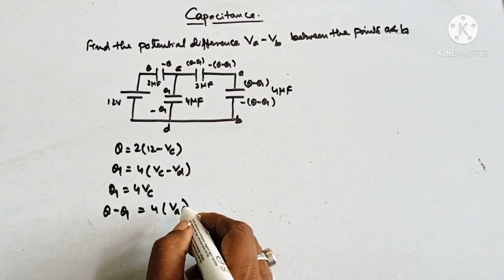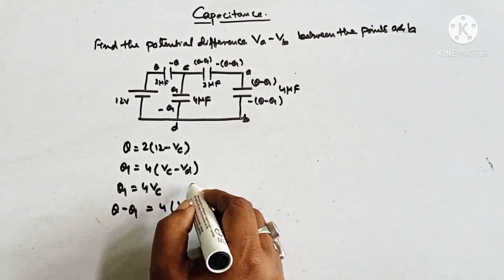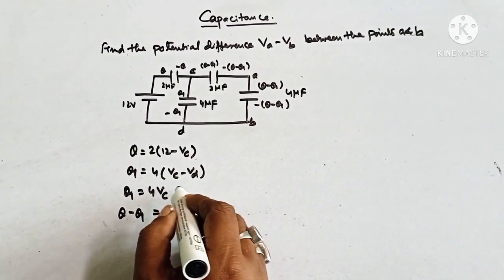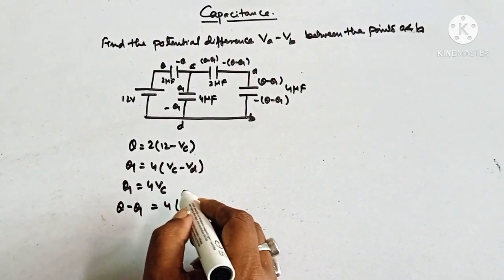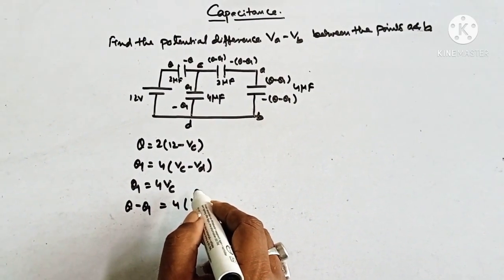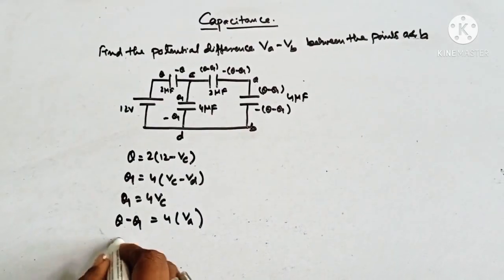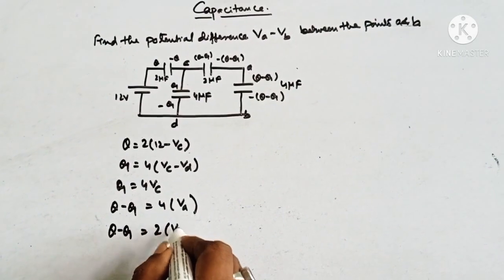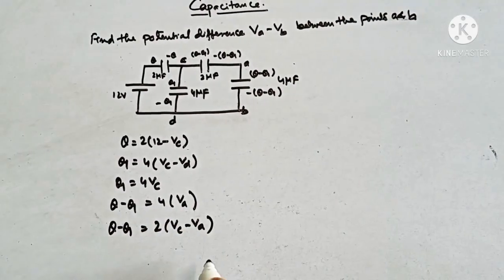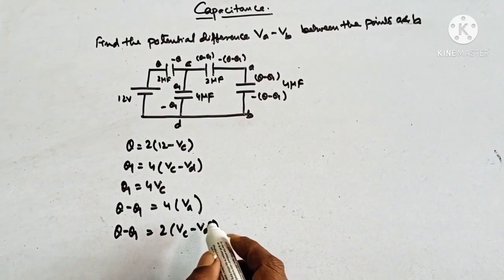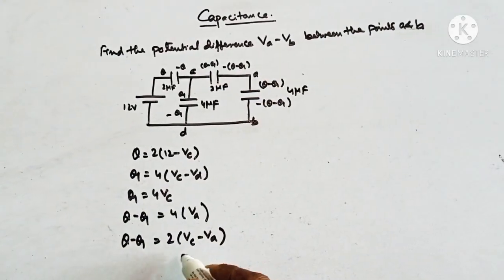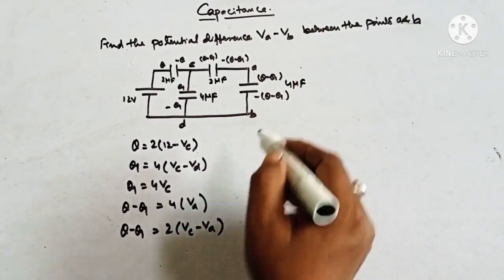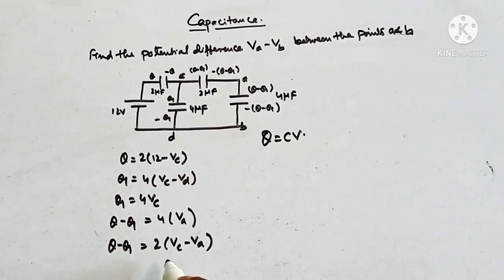Now I'm going to do something here. And here again Q minus Q1, that is here 2 VC minus VA, here VC minus VA. So I have calculated the charge of every capacitor, because you know Q is equal to CV. This is the formula I have used.